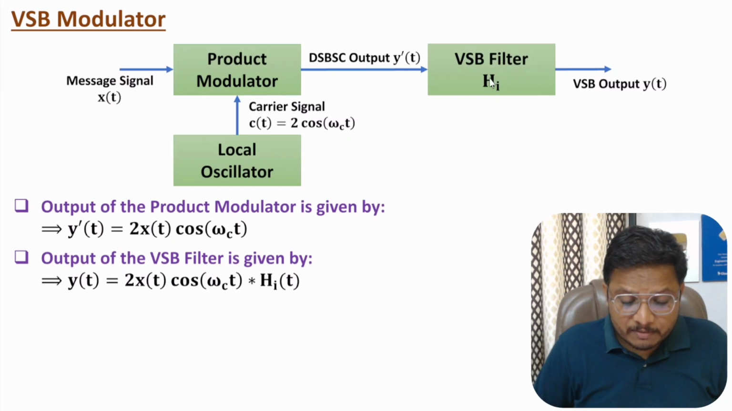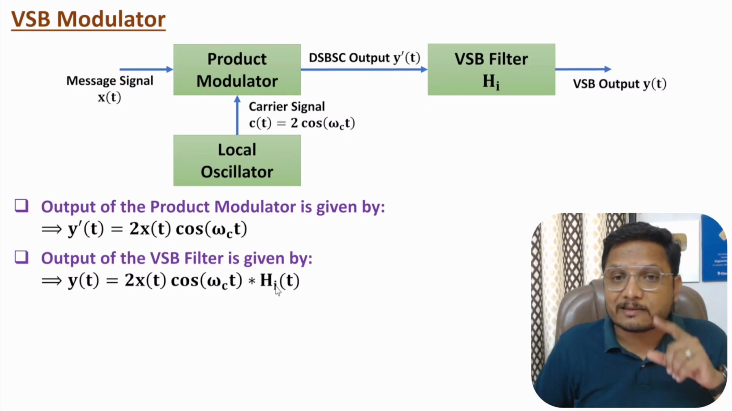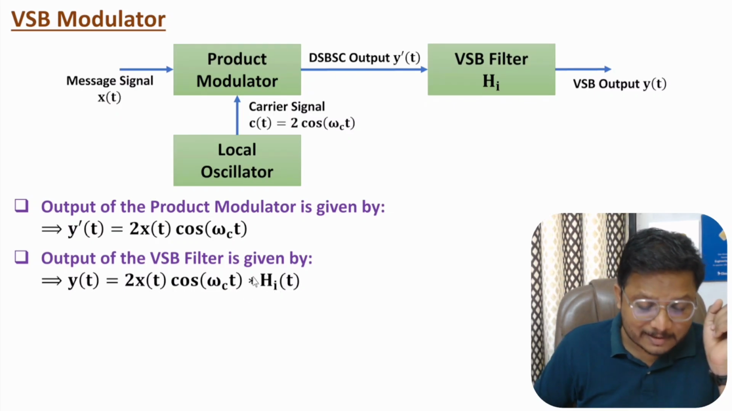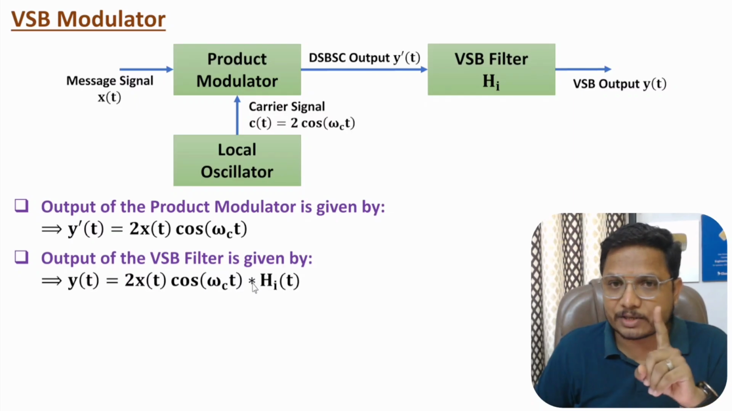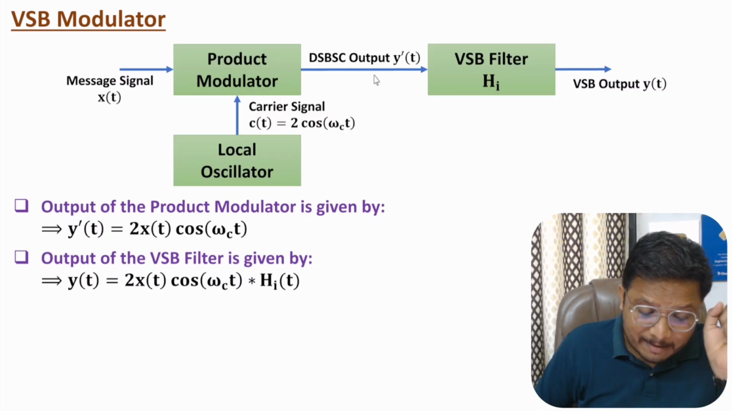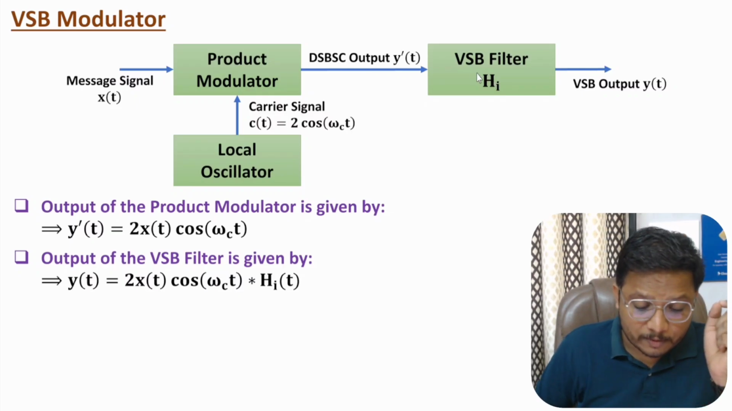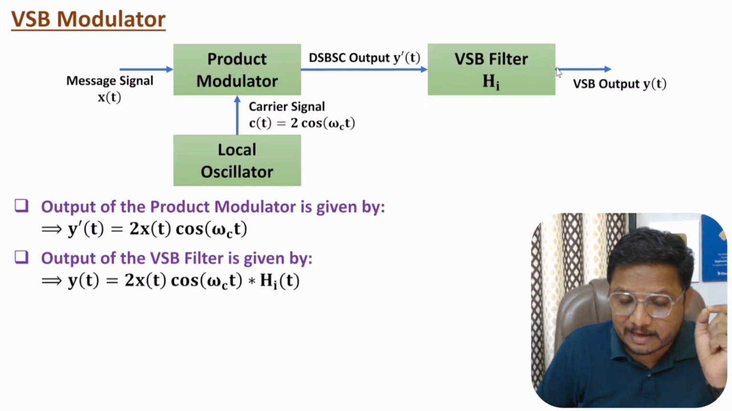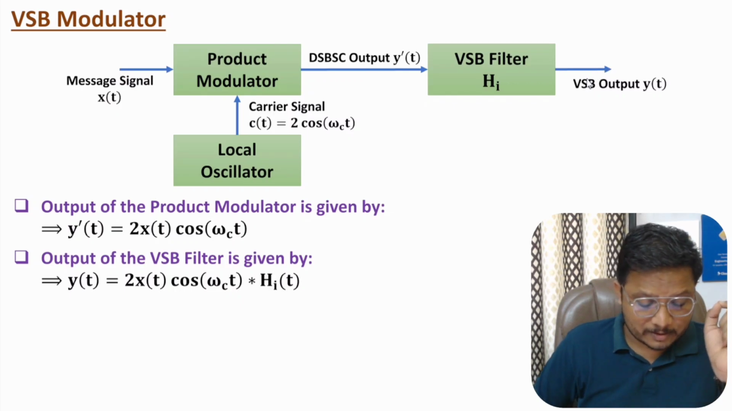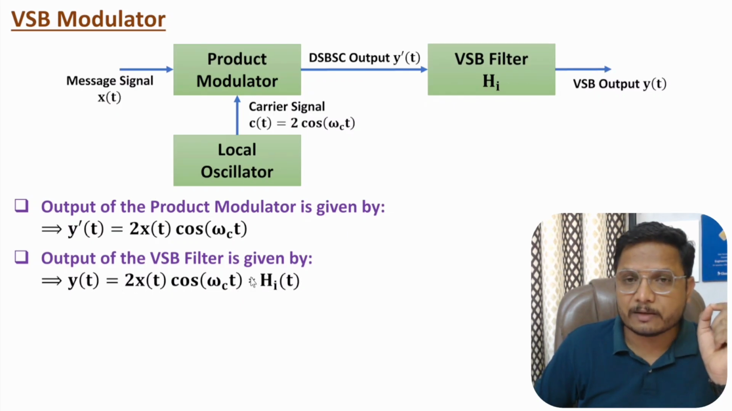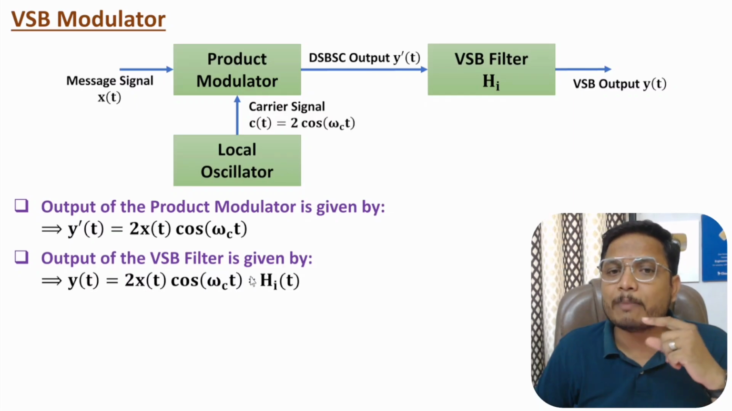So the output of the VSB filter will be the convolution of the input signal, that is 2 x of t cos of omega ct, and the response of the VSB filter, that is h i of t. See, this star sign is the sign of convolution. It is not multiplication, right? So when you talk about time domain analysis, at that time there will be convolution of input and response, and that will generate the output, right? So this is our output in terms of convolution, but we want the output in terms of multiplication.